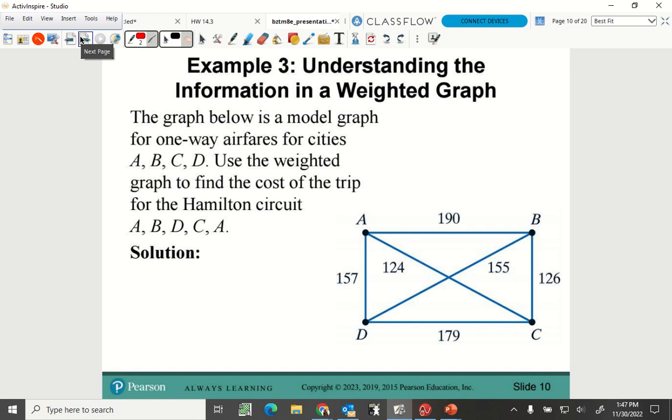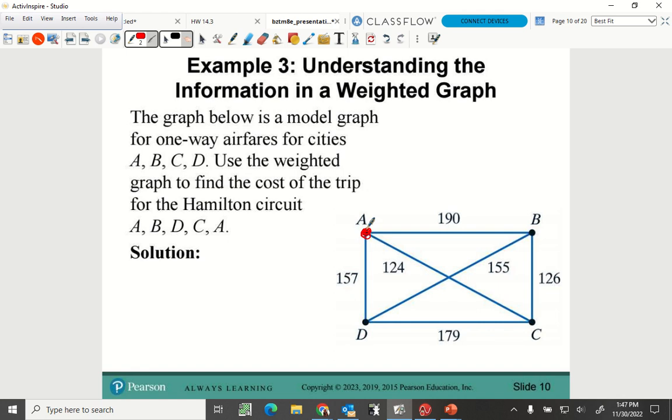Because to be able to do the homework problems that we're going to start on, you need to know this one. All right, the graph below is a model graph for one-way airfares for cities A, B, C, D. Use a weighted graph to find the cost of the trip for the Hamiltonian circuit. So we're starting where? We start at A. So I'm going to go there.